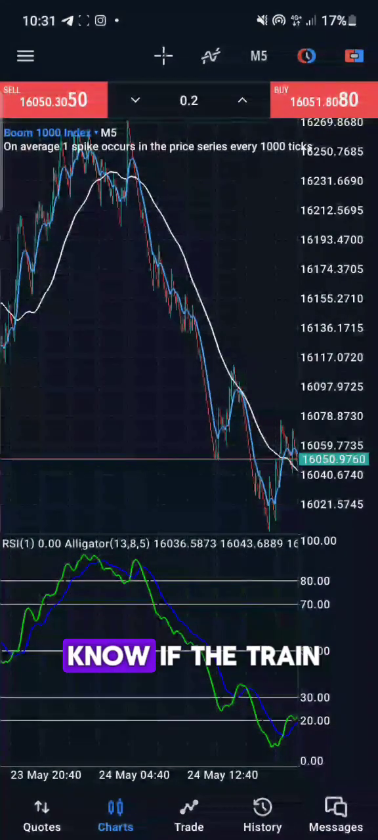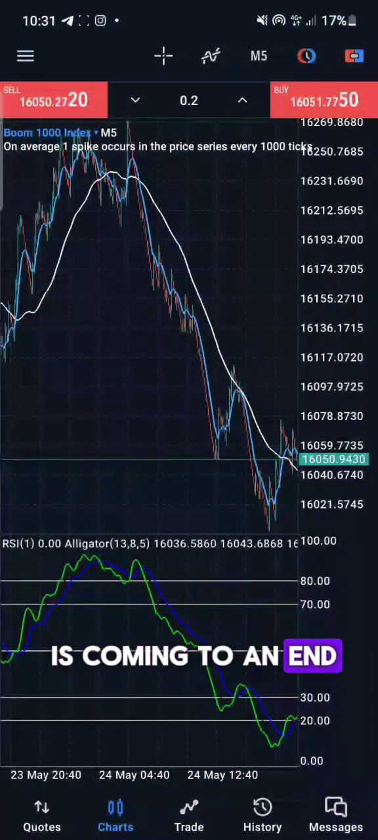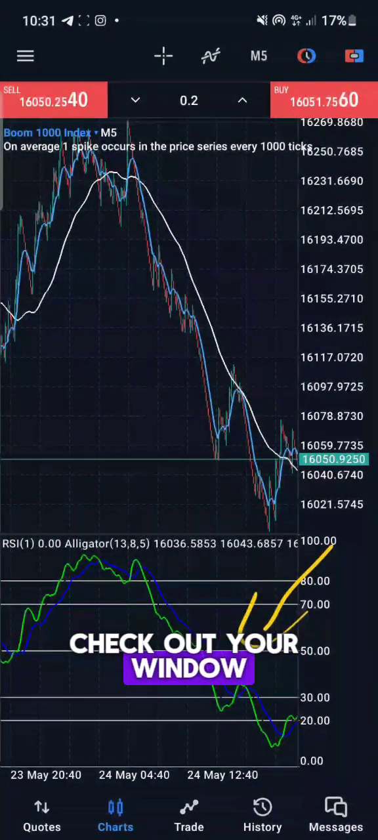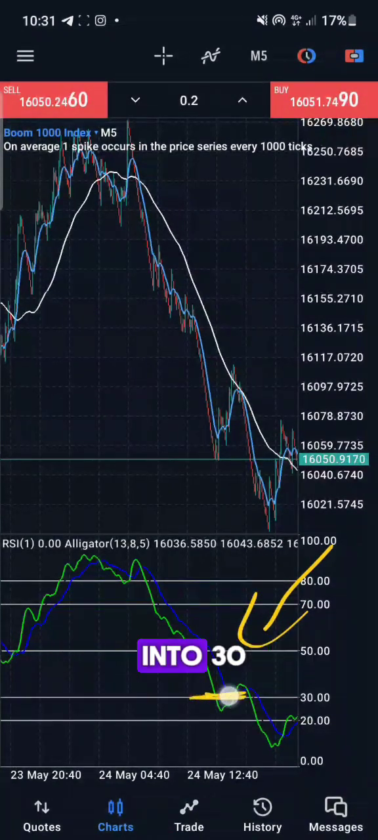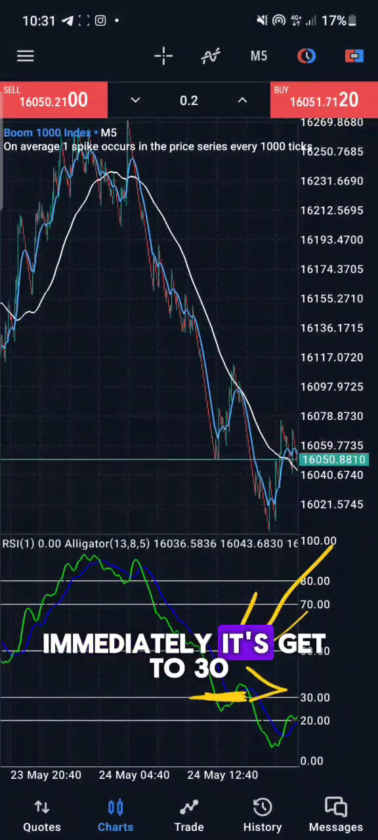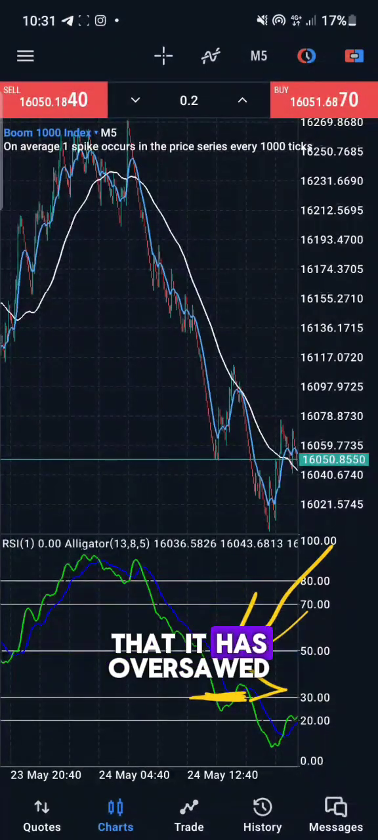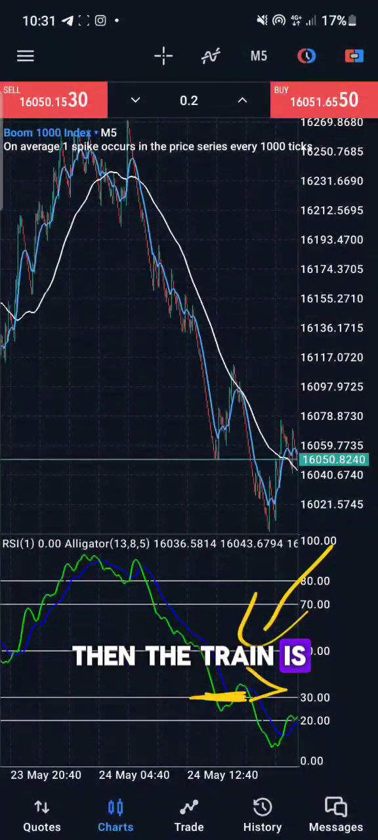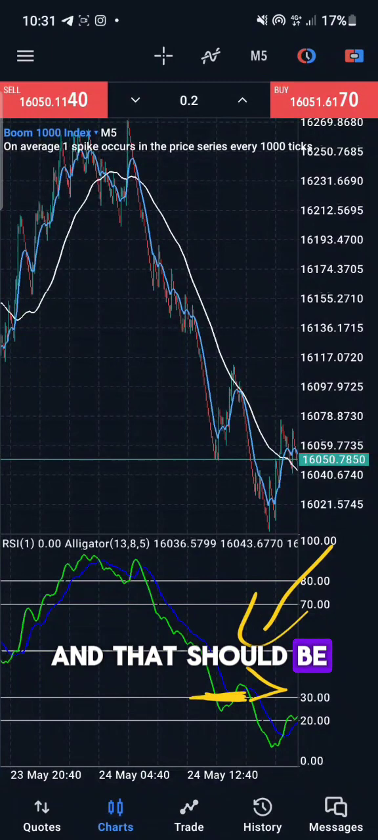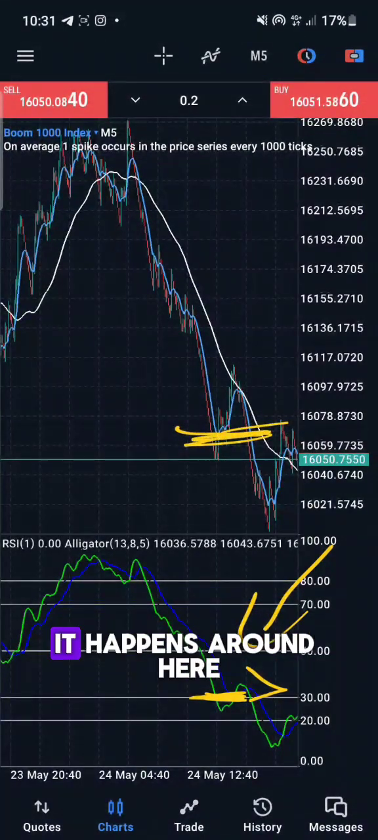How do you know if the trend is coming to an end? Check out your window indicator. Has it gotten to 30? Immediately it gets to 30, then you should know that it has oversold, the trend is about to come to an end, and that should be somewhere here. It happens around here.